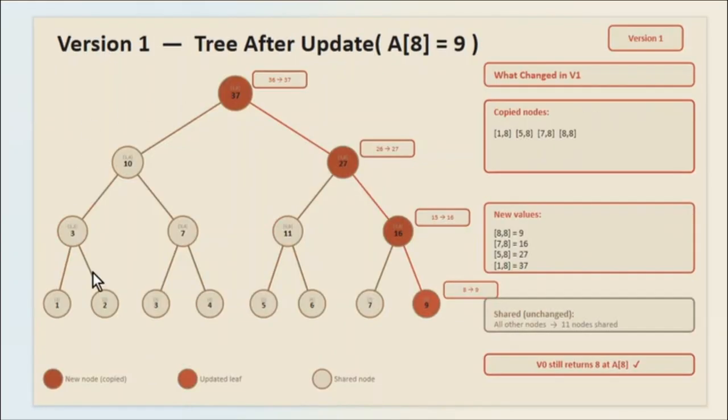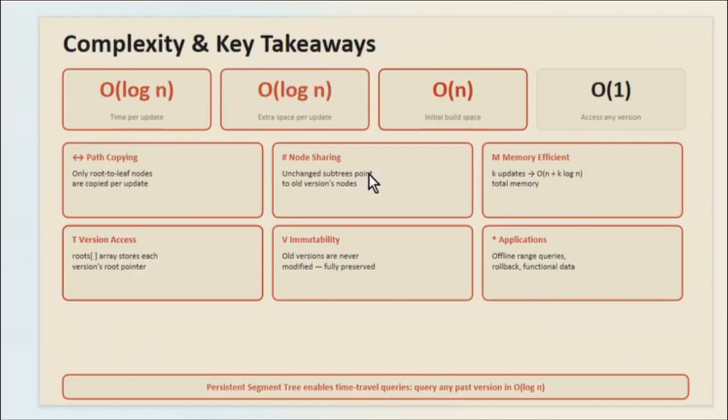Now here is our version 1, the updated version, and our time complexity for the segment tree. To summarize the complexity, each update runs in big O log n time and uses big O log n extra space. The initial build takes big O n space, and accessing any version is big O 1, just index into the roots array.